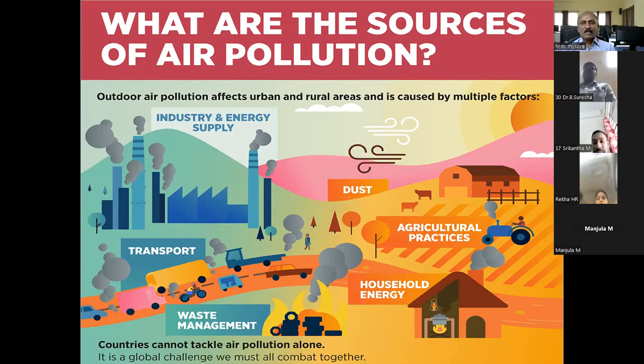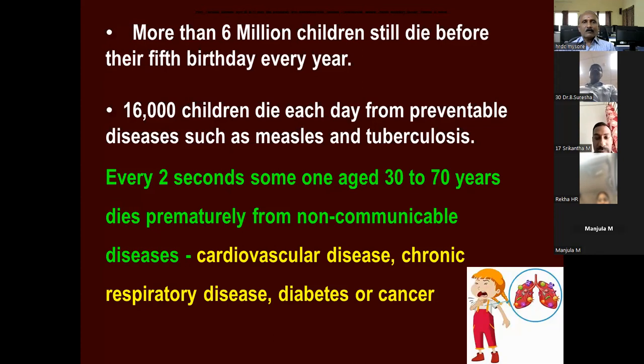So there should be some strategies to mitigate all these effects. Now, air pollution, for example, that takes place both with disasters as well as through man-made activities, has resulted in more than 6 million children dying every year, even before their 5th birthday. That is according to a World Health Organization report.